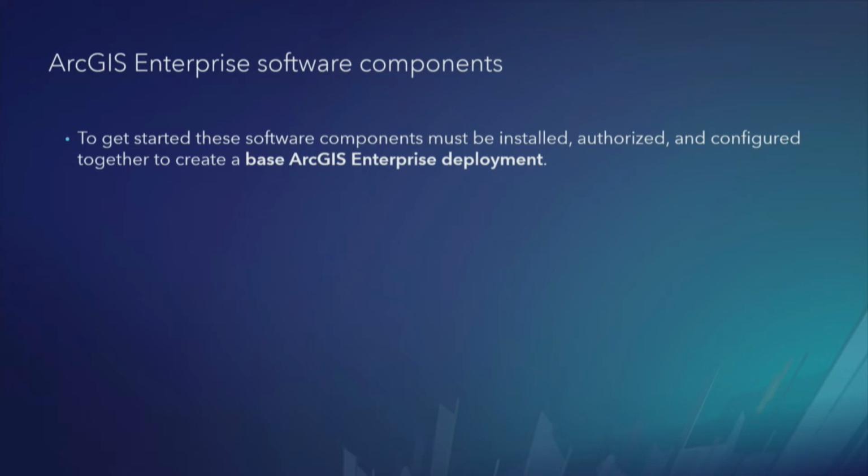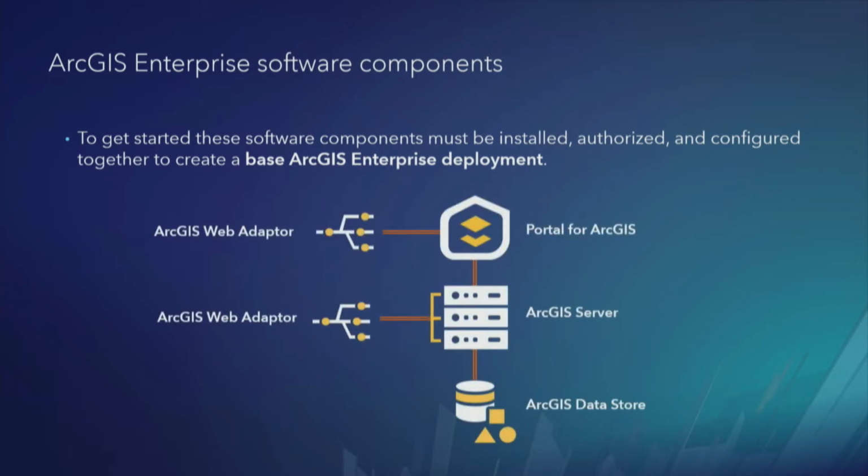So now we have these 4 software components, but it's not enough to simply download them onto our machine. We need to configure them together. And this base configuration is called the base ArcGIS Enterprise deployment. And it looks something like this. Now, this is a logical architecture diagram, meaning that I'm not telling you the number of machines, I'm not telling you where your firewall should go, I'm not telling you how any of this has to be deployed, if it's in the cloud, if it's on Windows or Linux. All I'm telling you is how these things connect.